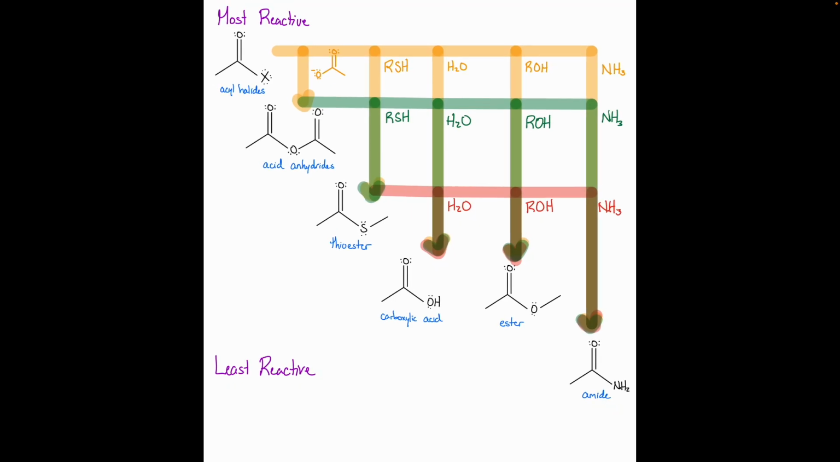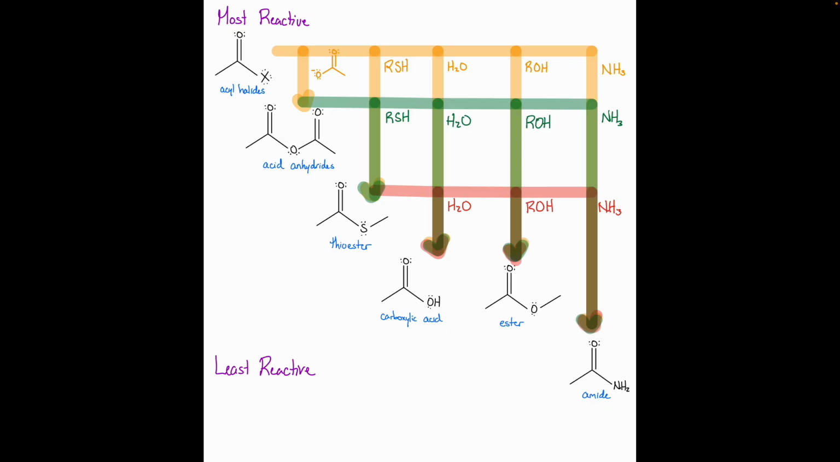All right, so we can convert something more reactive, something higher on our list, to something less reactive using whatever our neutral version of our nucleophile is. So for a carboxylic acid, we'd be using water. For an ester, we would be using an alcohol. Thioester, a thiol. Acid anhydride, that carboxylate, and our amide, we would use an amine.